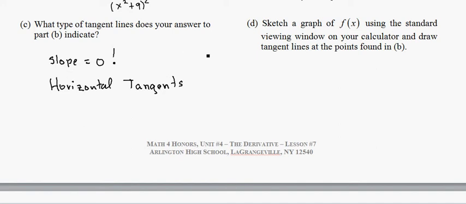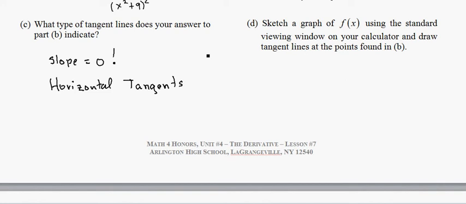Now, the last part of your question just asks you to use your calculator to sketch the function in the standard viewing window. So that's like the standard zoom, negative 10 to 10, negative 10 to 10. Pause the video for a minute, put that into your graphing calculator, sketch it, and let's verify that we've got those horizontal tangent lines at negative 3 and 3.